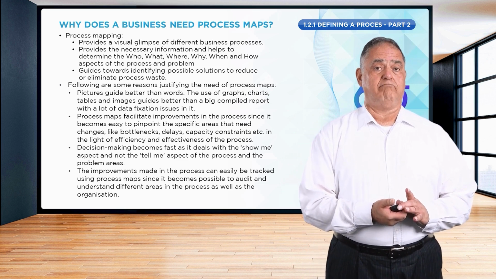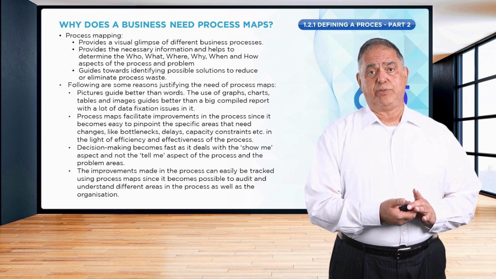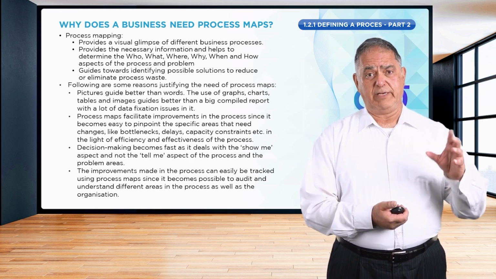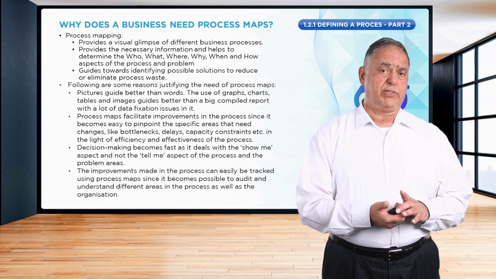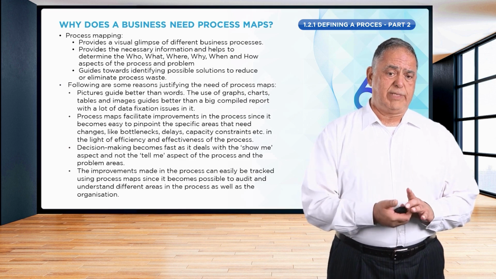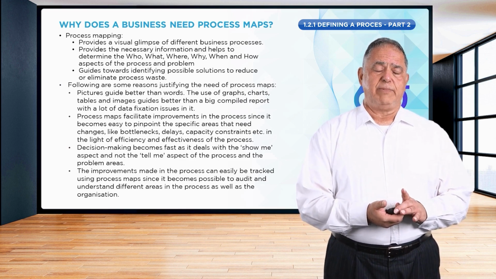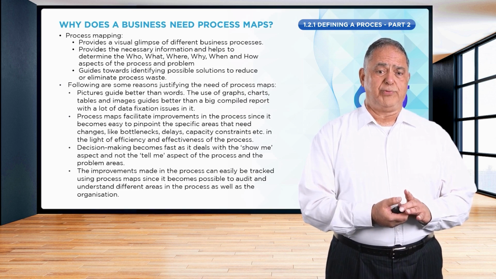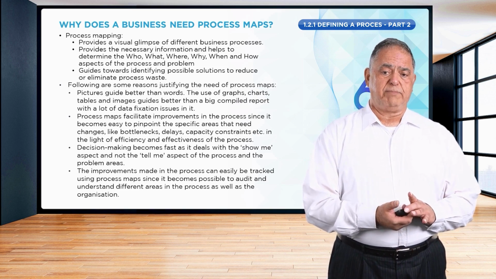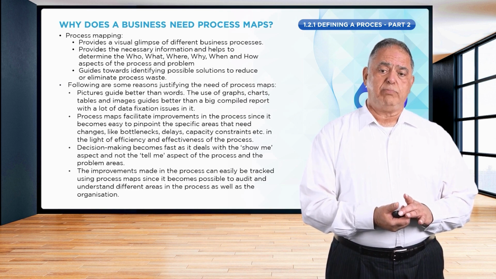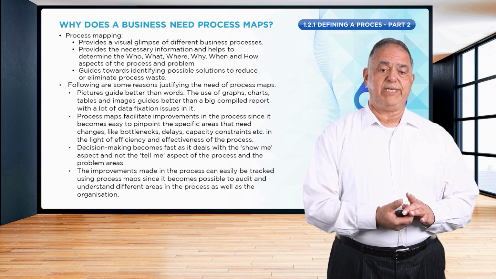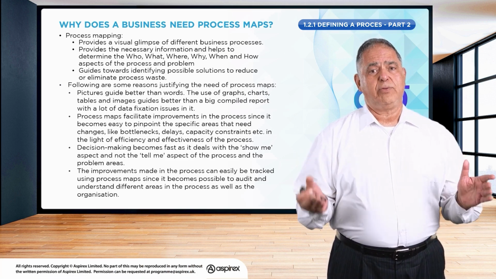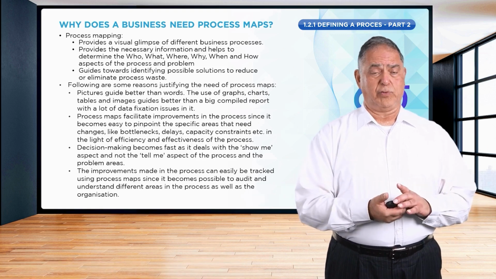Decision making becomes much faster because we identify waste, we highlight it, we identify the root causes, and then we brainstorm solutions about how to eliminate or reduce it. And finally, the improvements made in the process can easily be tracked using process maps because it becomes possible to audit and understand different process areas as well as how the process fits within the context of the organization.